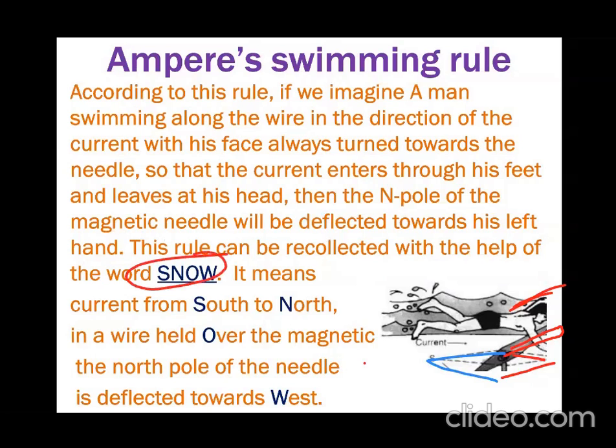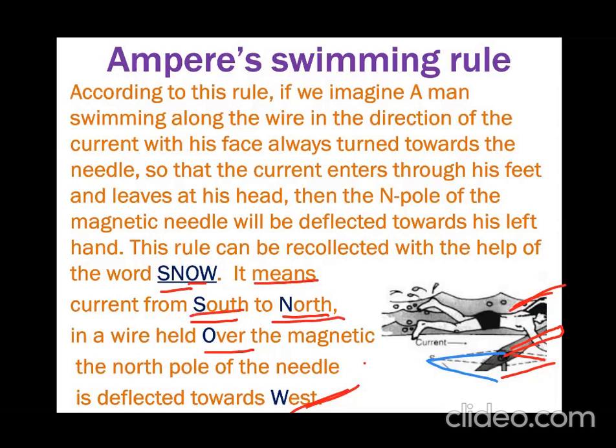There is one shortcut to remember this, and that shortcut is SNOW. In SNOW, S stands for south, N stands for north, O stands for over, and W stands for west. Now let us understand the meaning of this. SNOW means that the current is going from south to north.